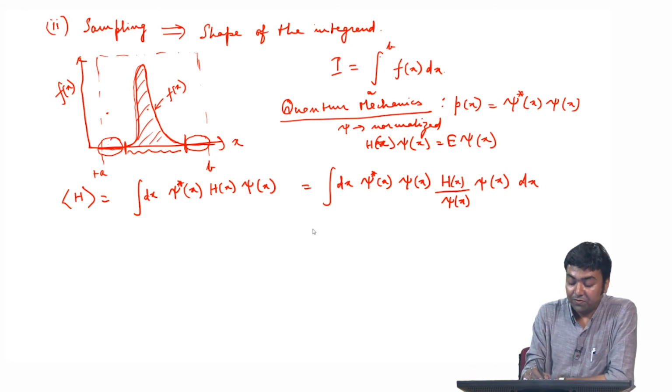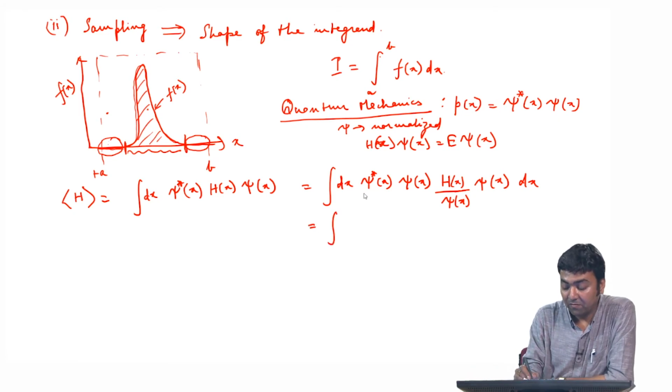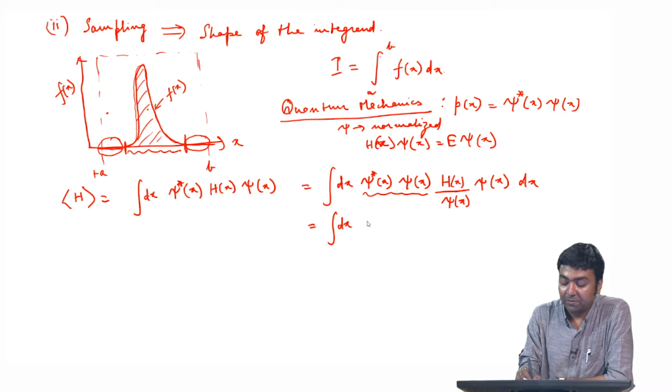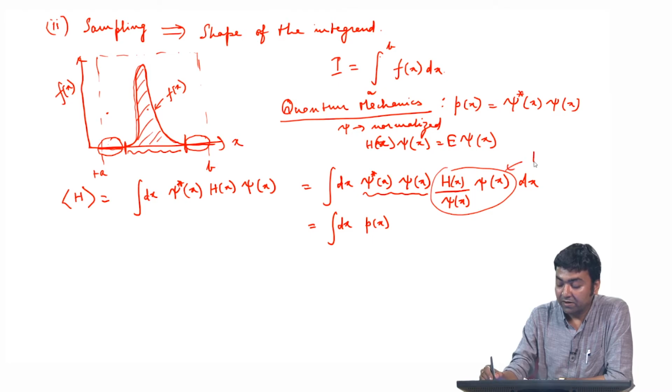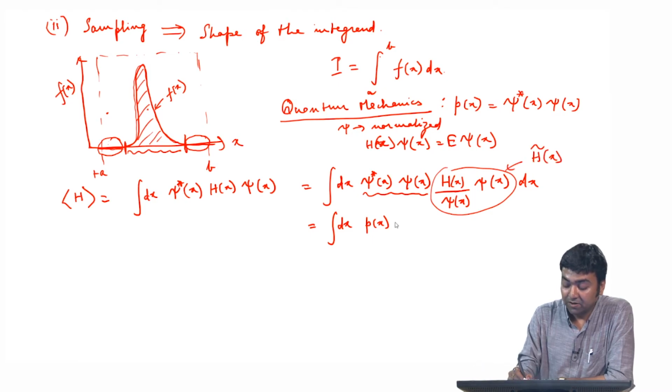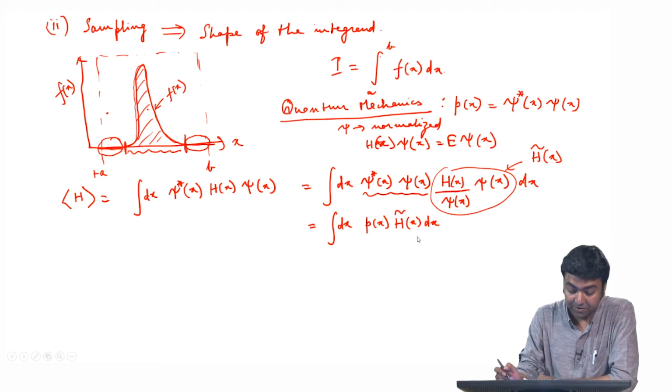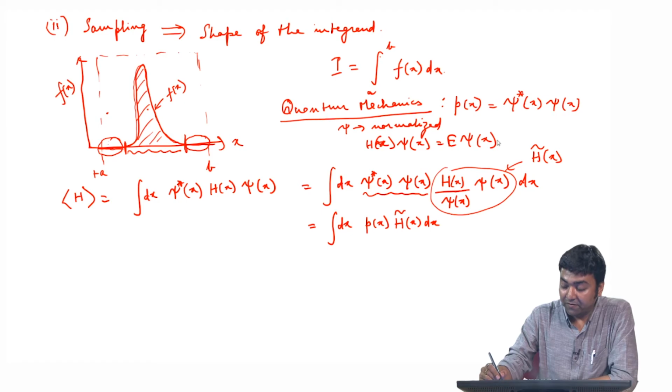Okay. So, this I can rewrite in the following form. If you look at this one, psi star x psi x is nothing but my probability distribution function p x, and this part I call h tilde x. So, my integrand is now a modified function which is given by p x h tilde x. I am just writing the h tilde x clearly: h x psi x by psi x. Okay.